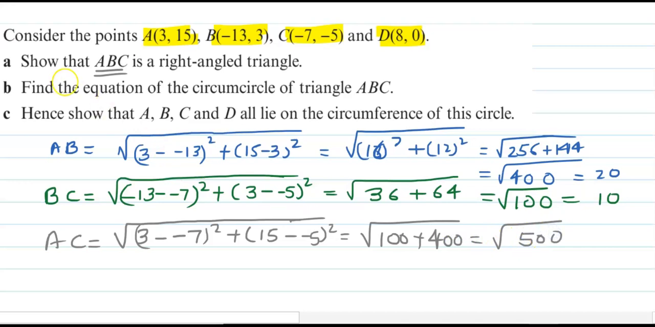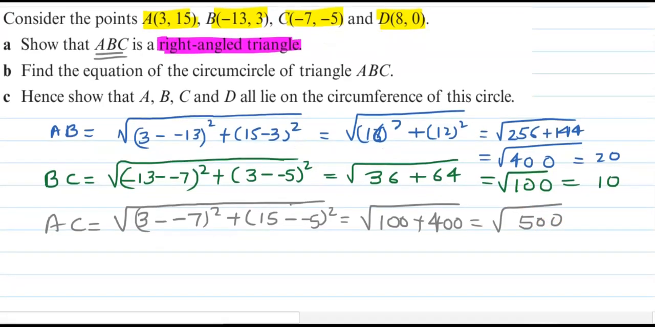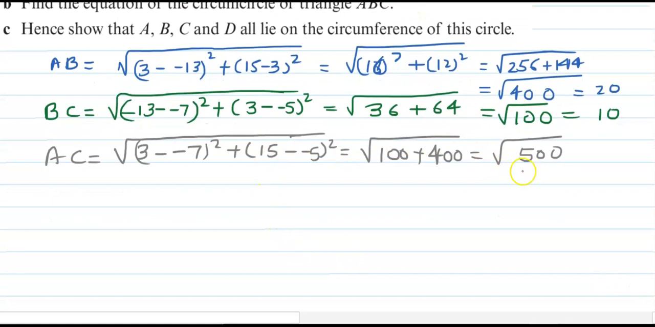Now the question is how we can show that they form a right angle triangle. This is the important thing. A right angle triangle should follow: hypotenuse square equals opposite square plus adjacent square. If you see, the biggest side is root 500, and the others are 400 and 100. So AC square equals AB square plus BC square. What is AC square? Root 500 square is 500.